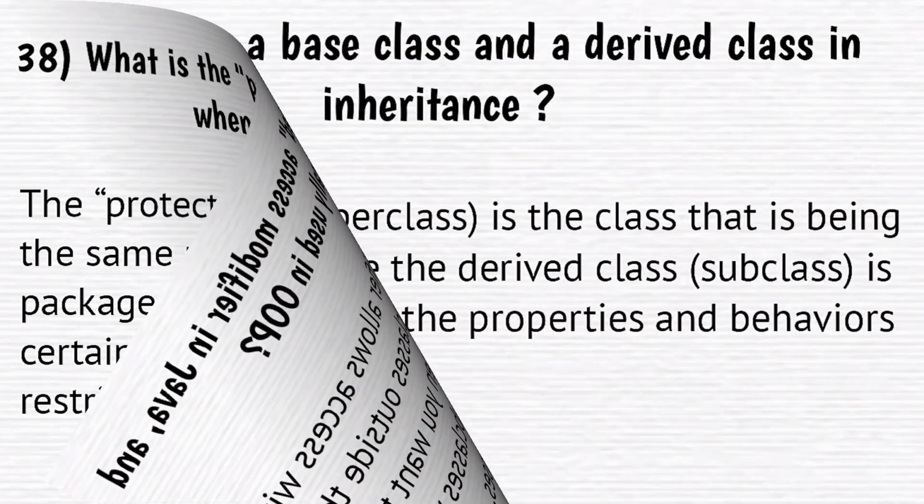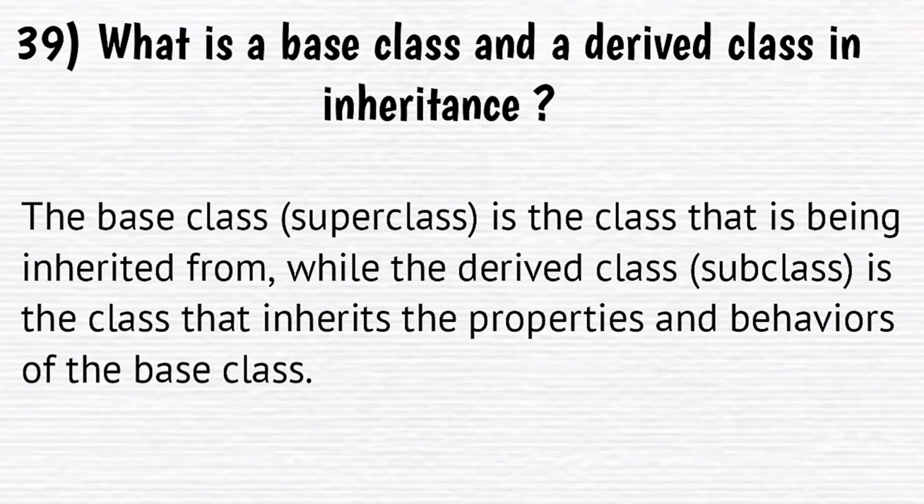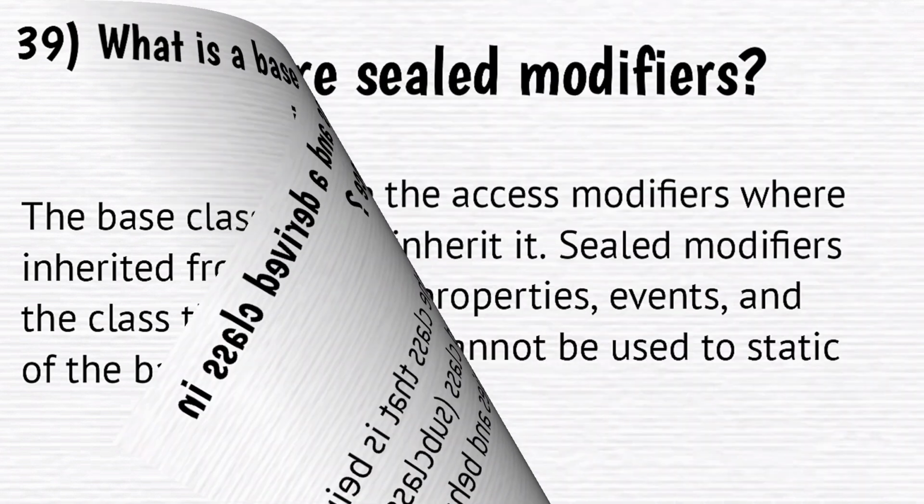What is a base class and a derived class in inheritance? The base class is the class that is being inherited from, while the derived class is the class that inherits the properties and behaviors of the base class.